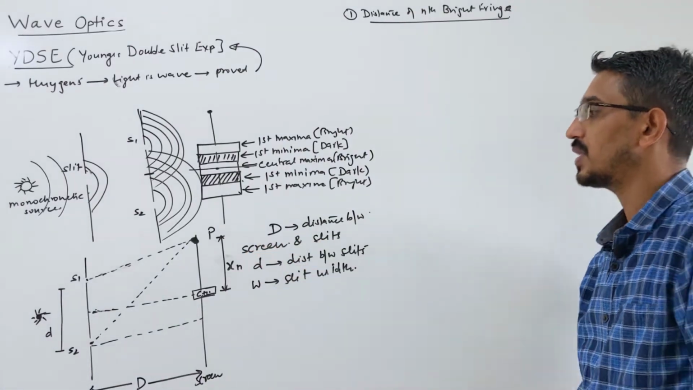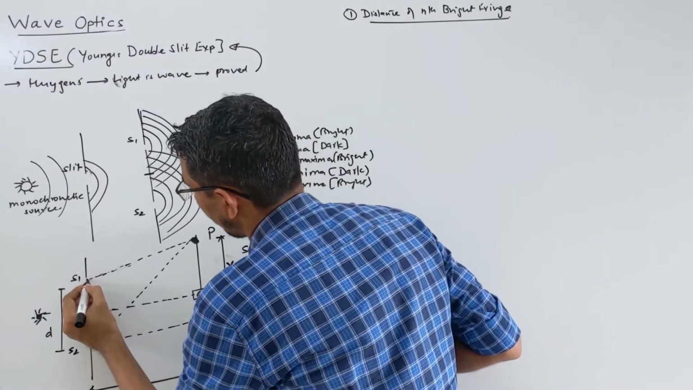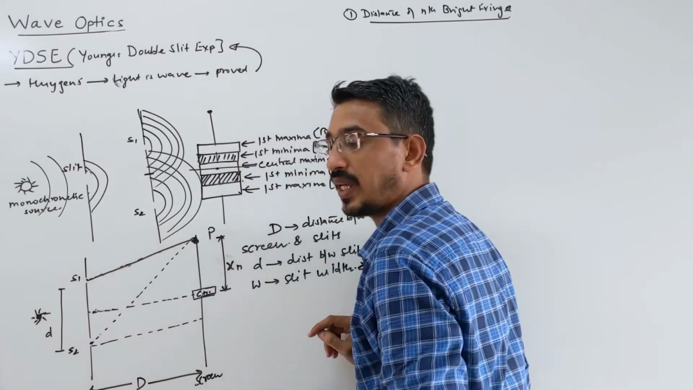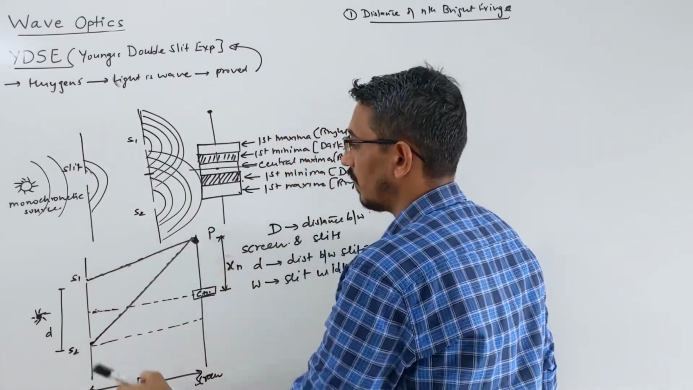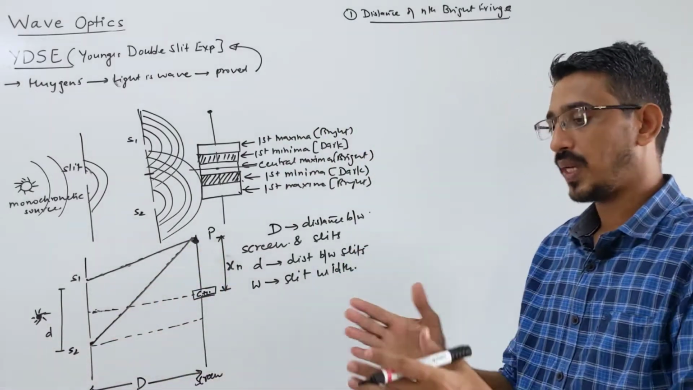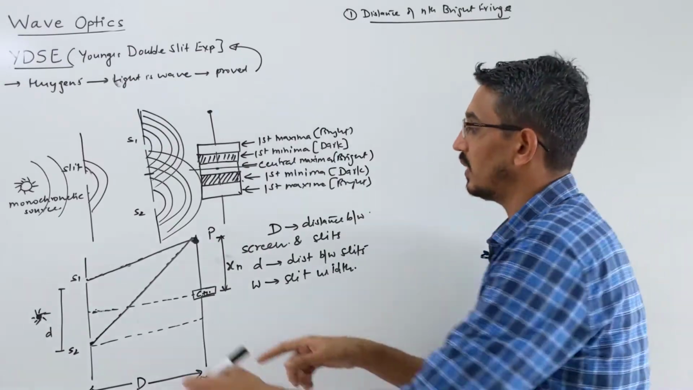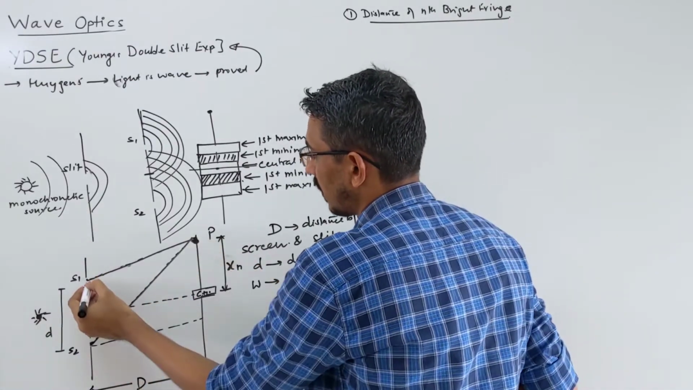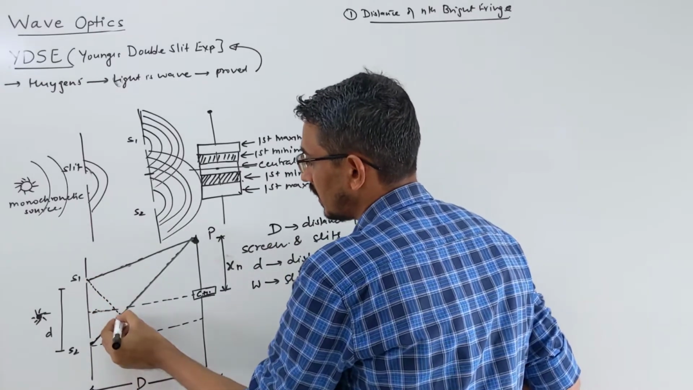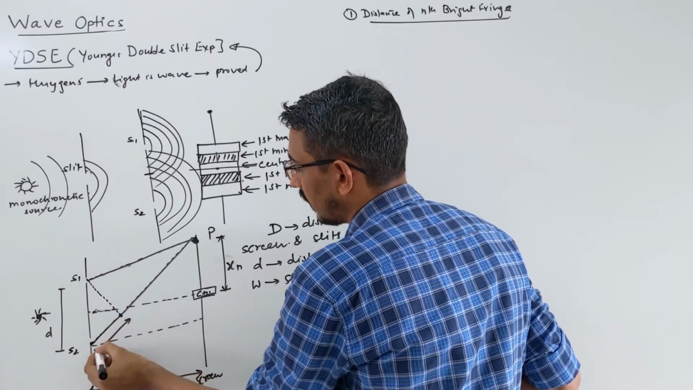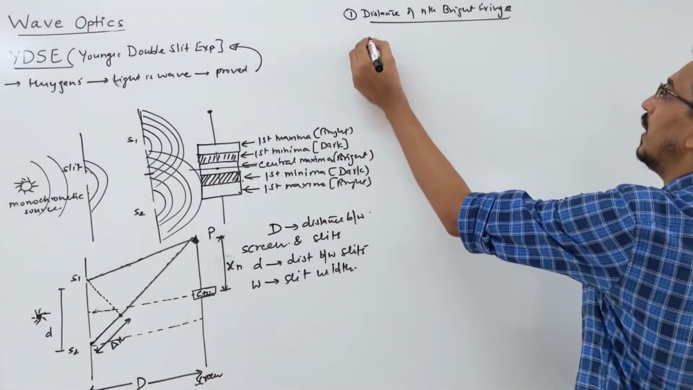So the first thing we are interested in calculating is the path difference. What is path difference? Look here. This is one wave, S1P, and that is the other wave, S2P. We want to calculate the path difference between them, meaning the difference in their lengths. Suppose you draw a perpendicular line from here like this, then this is your extra. Let's call that del x.